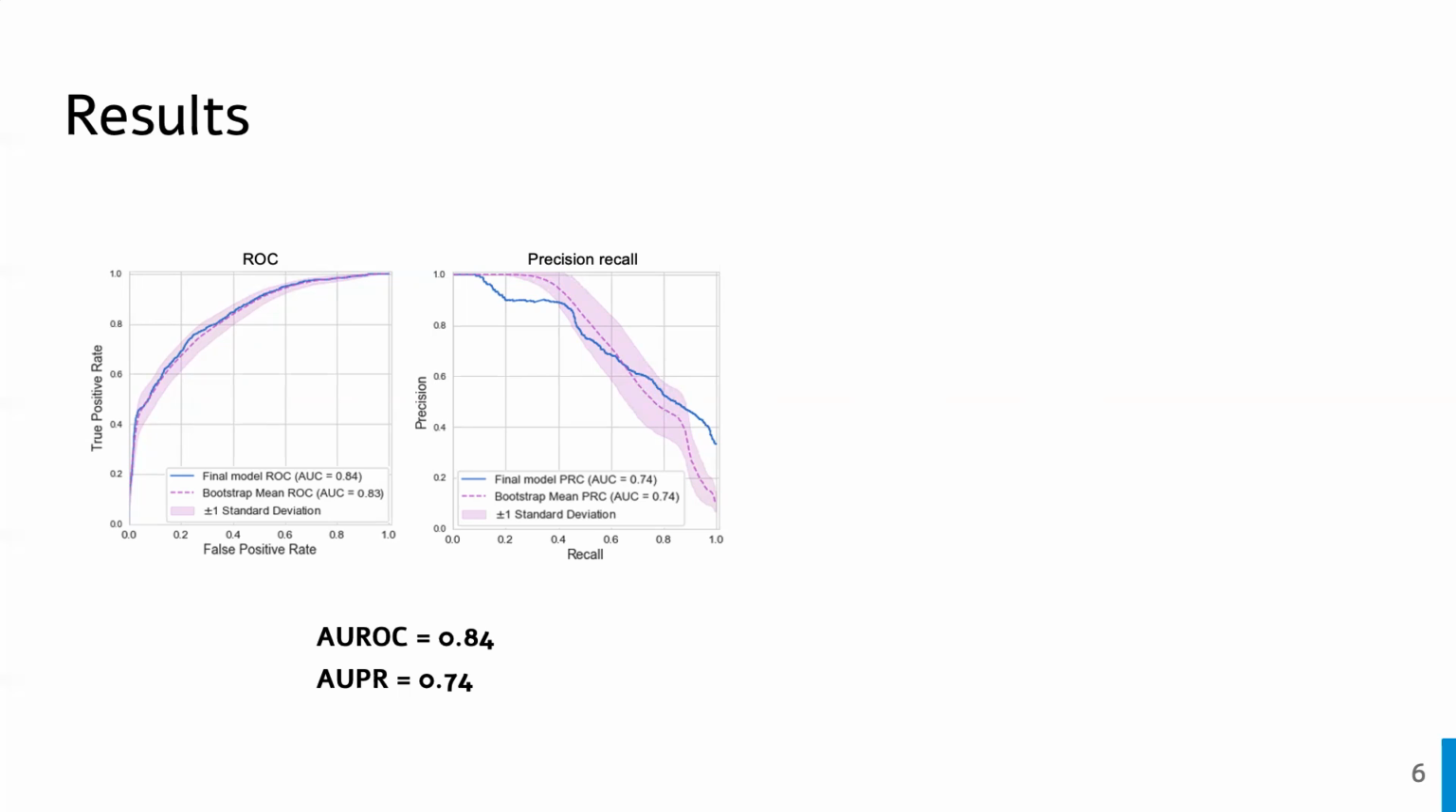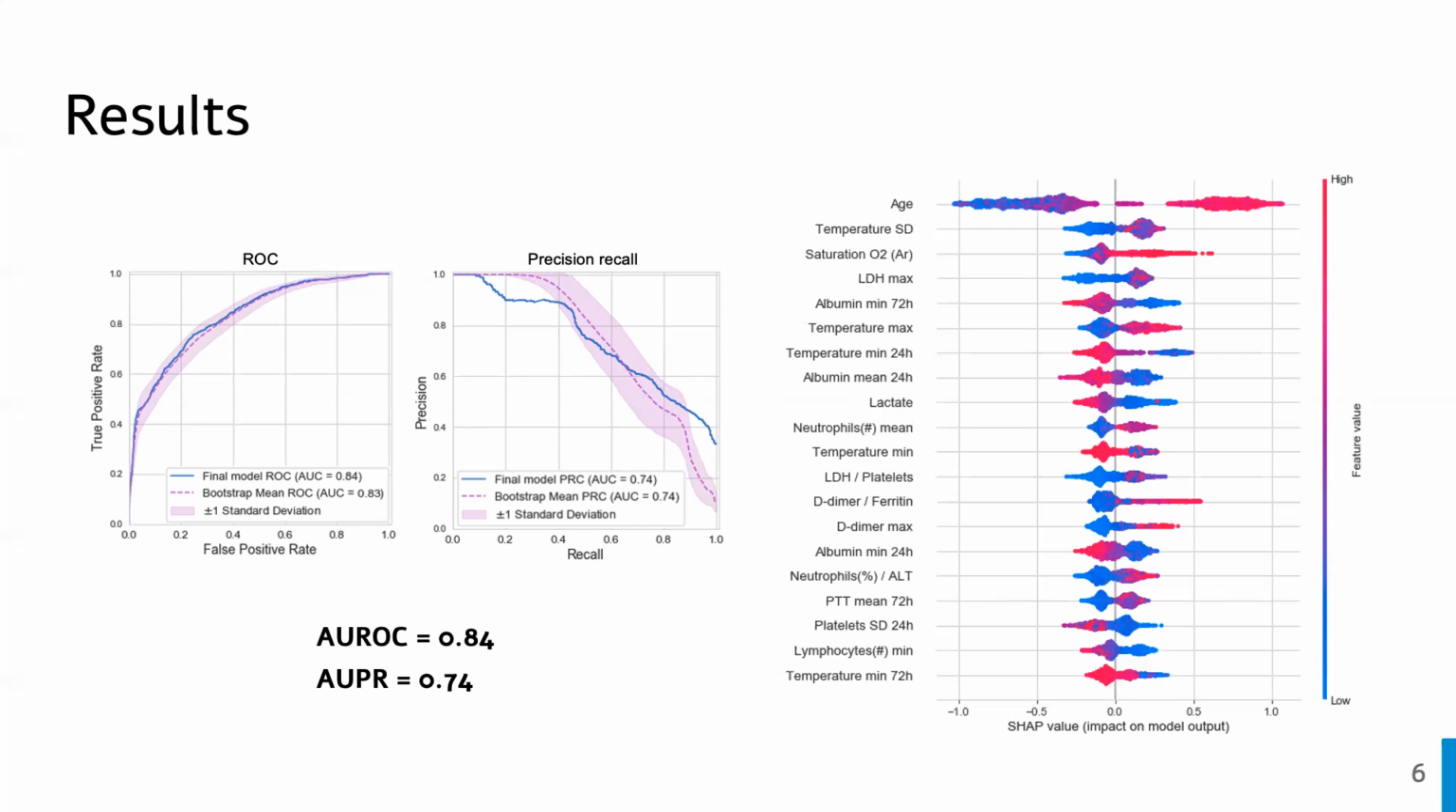The final model also achieved comparable results in external validation on an independent cohort from a different hospital. In addition, we assessed the contribution of each feature to the final model using SHAP values. The top 20 important features are summarized here on the right, including age, arterial oxygen saturation, maximal LDH value, and the standard deviation of body temperature. This actually emphasizes the importance of including summary statistics of medical records for predicting the risk of COVID deterioration.